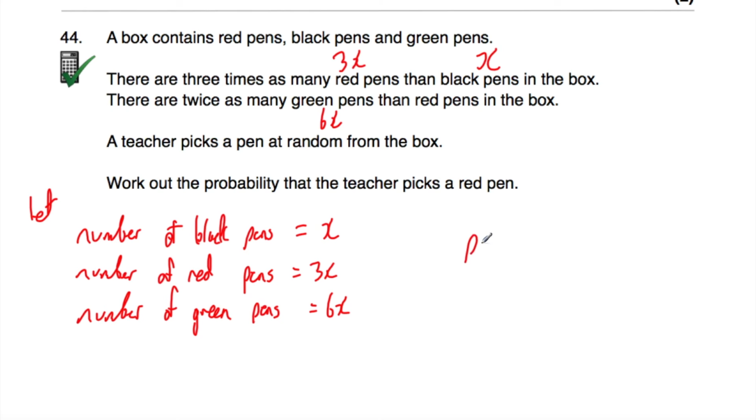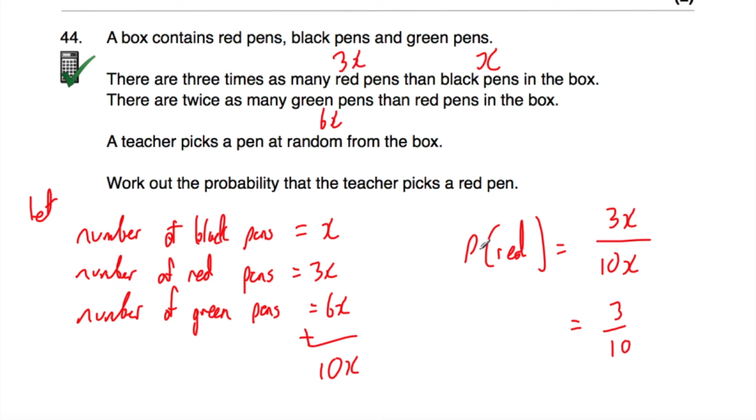The probability of a red pen being chosen at random will be the number of red pens, which is 3x, over the total. The total number of pens, if we add those all up, x plus 3x plus 6x, is 10x. So the probability of choosing a red pen will be 3x over 10x, because that's the number of red pens over the total. That can be cancelled down. We divide both the numerator and denominator by x, and that's equal to 3/10. So the probability of a red pen is 3/10, and that's it.